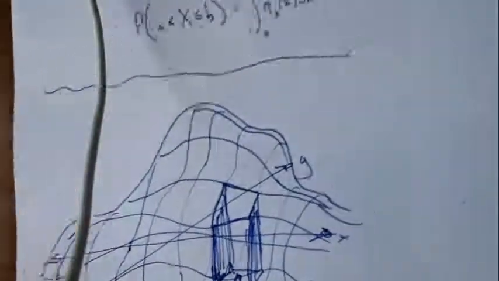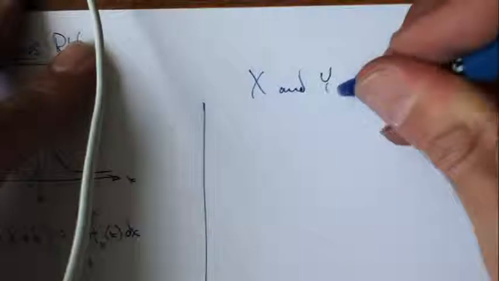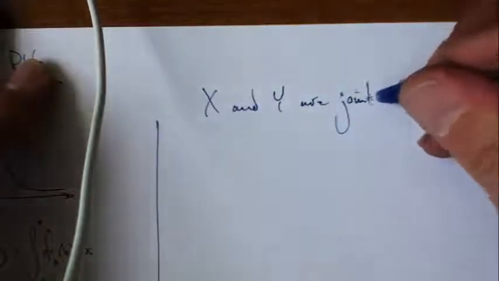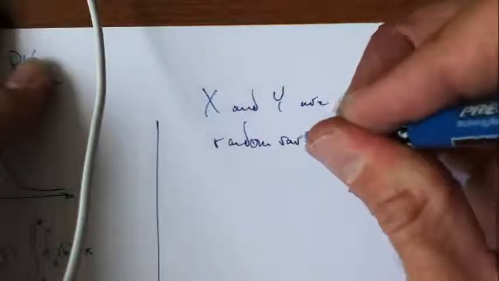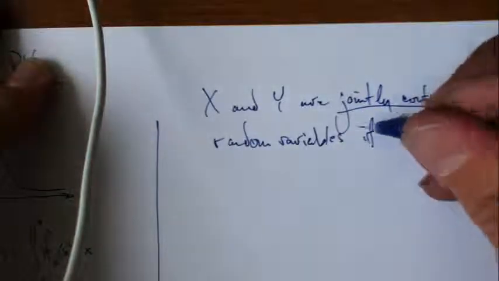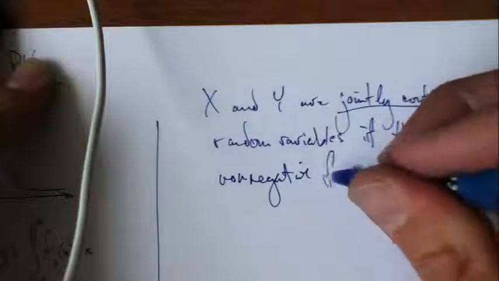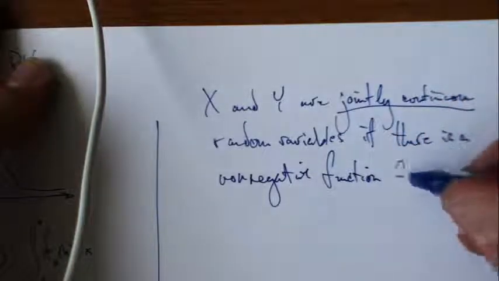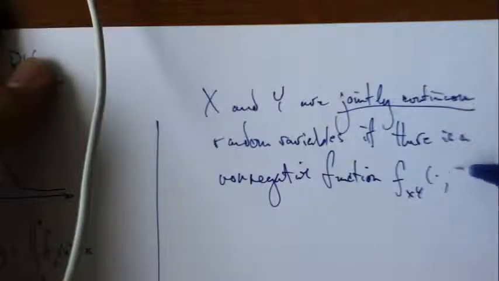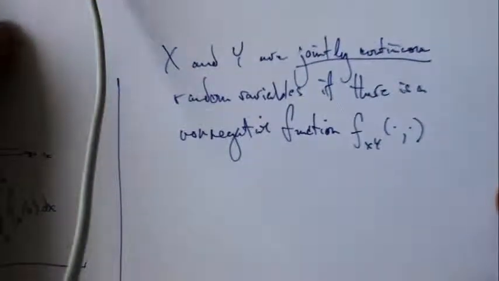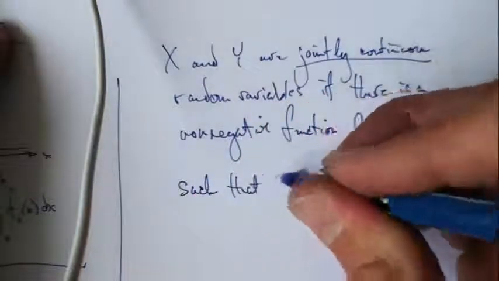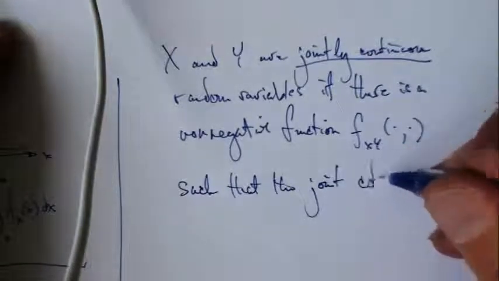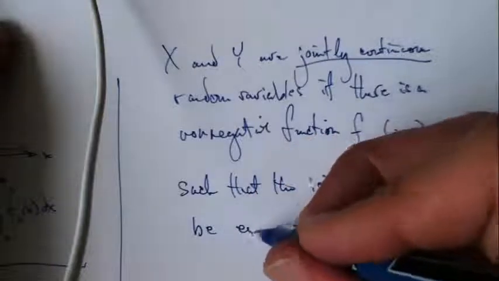So we'll say that x and y are jointly continuous random variables if there exists a non-negative function, we'll call it f sub xy, such that the joint CDF can be expressed like this.